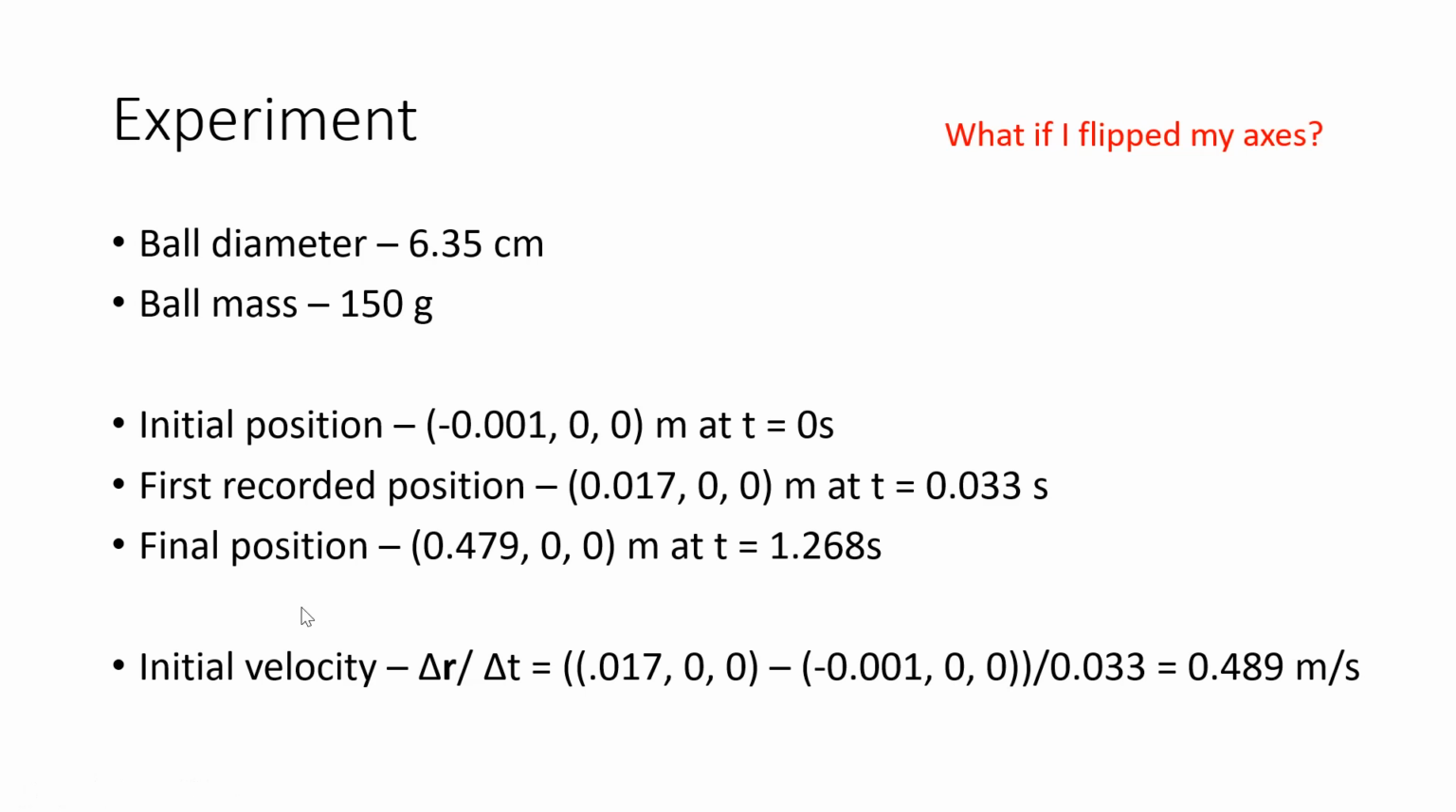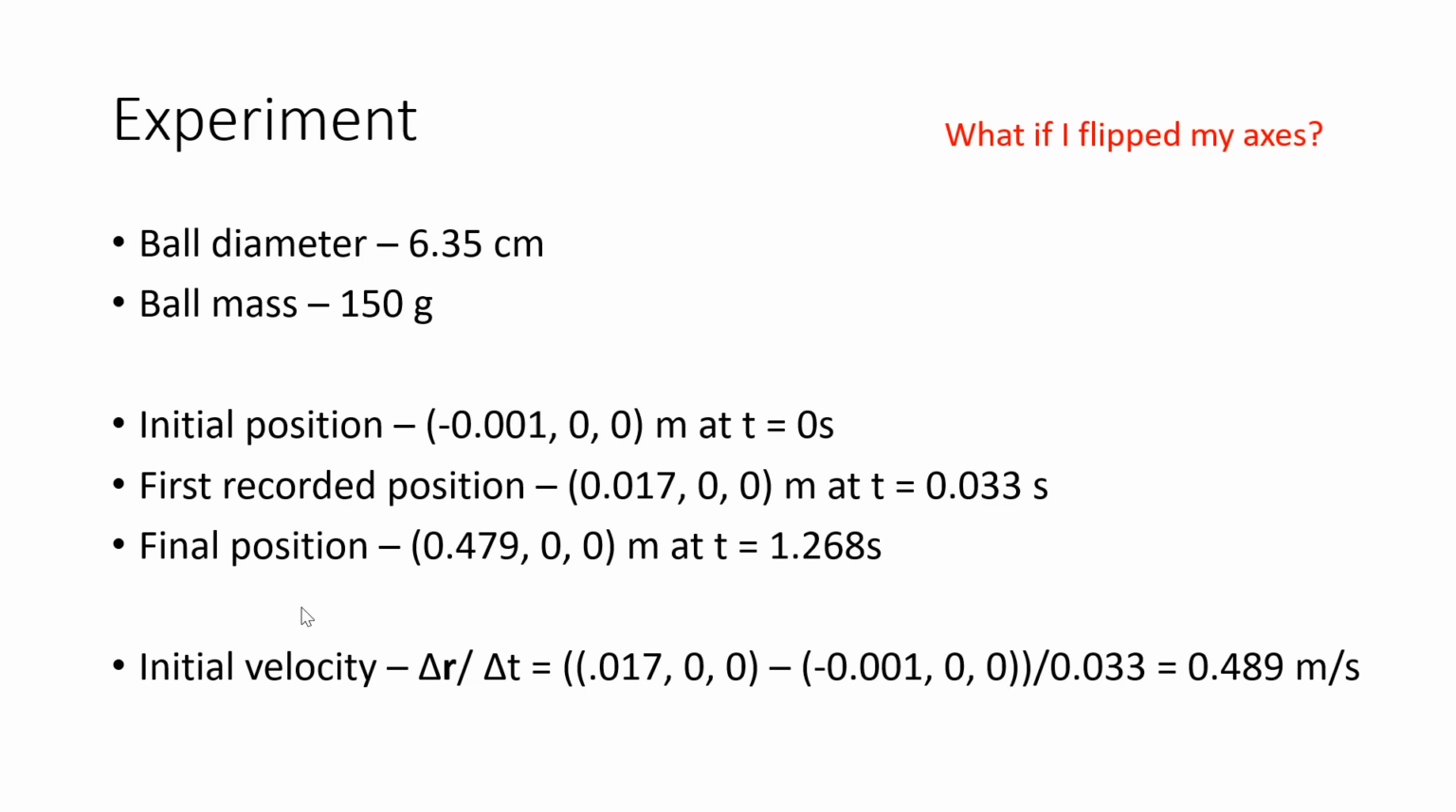For this experiment, I used a lacrosse ball, which had a diameter of 6.35 centimeters and a mass of 150 grams. The initial position of the ball was -0.00100 meters. The first recorded position was 0.01700 meters at 0.033 seconds, and the final position was 0.47900 meters at 1.268 seconds, since the camera I used was going at 30 frames per second.